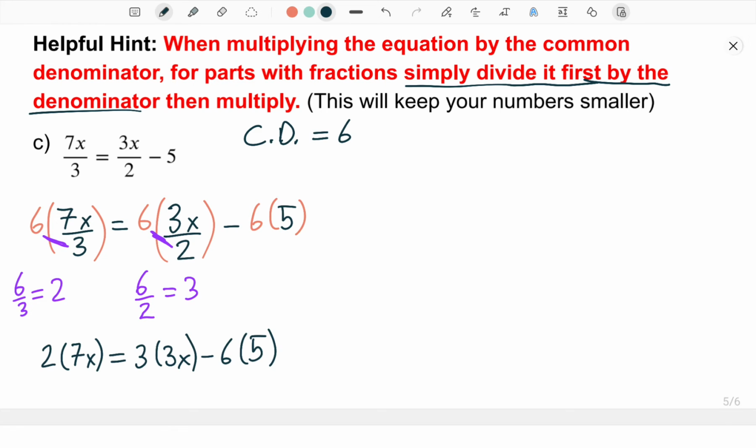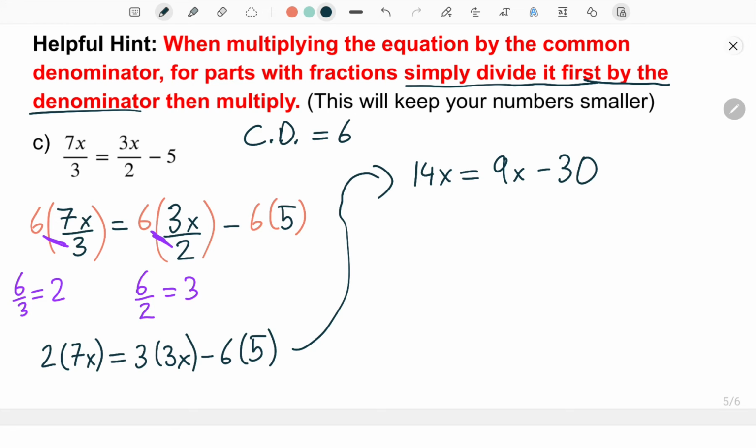And that way we don't have to get some big fraction with big numbers involved, which can sometimes be tricky to figure out how to reduce. Here you instantly do that division and you have smaller numbers and just some simple multiplication steps now. So 2 times 7, that'll give you 14x. On the right side, 3 times 3, that gives you 9x. And then 6 times 5 is 30.